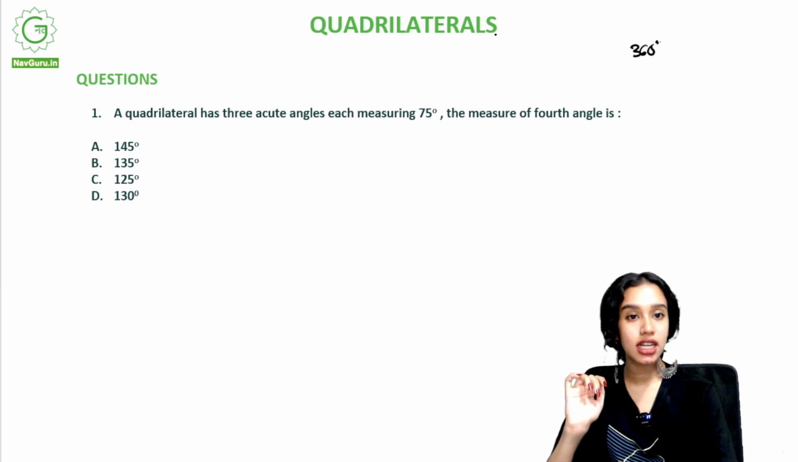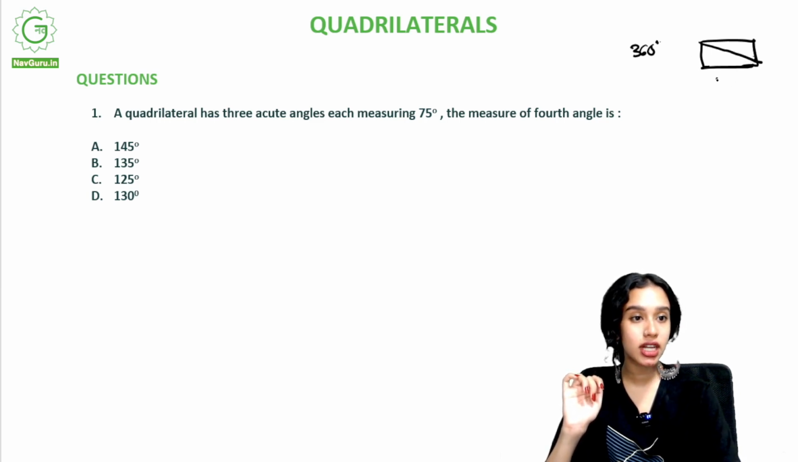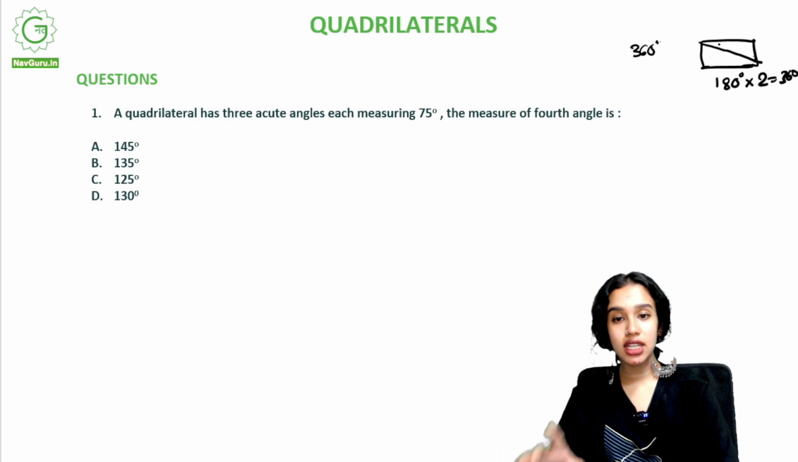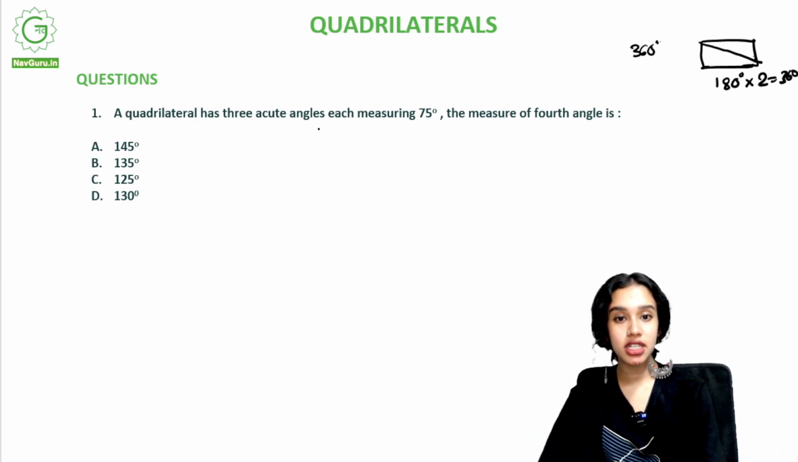Now, how did we get that? We said that we are dividing the quadrilateral into two triangles, and the sum of the angles of each triangle is 180 degrees, which multiplied by 2 gives us 360 degrees. It's given that the quadrilateral has three acute angles, each measuring 75 degrees. So what is the sum of these three angles? It is 75 into 3: 5 threes are 15, 7 threes are 21, plus 1 is 22, so 225, right?